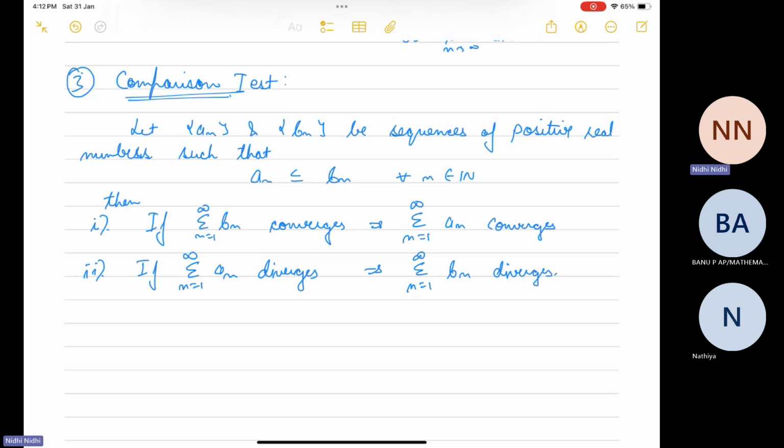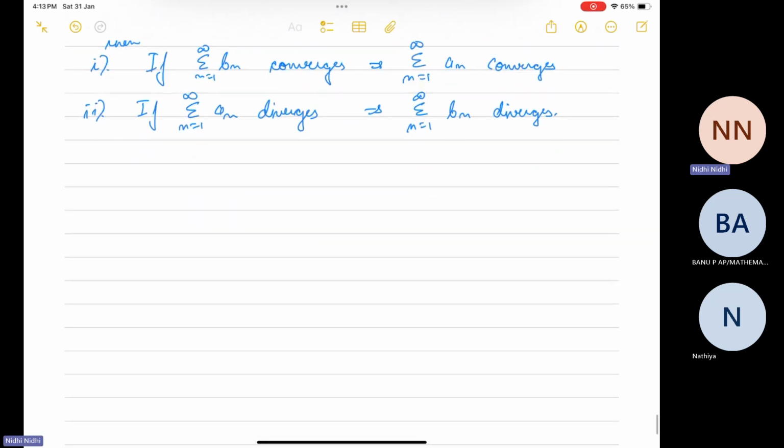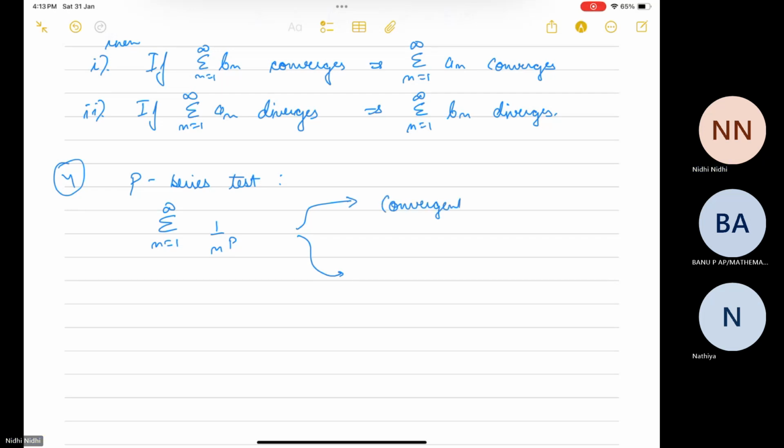Then we have the P series test, number 4, which basically says that summation n from 1 to infinity 1 by n to the power p is convergent for all p strictly greater than 1 and divergent for all p less than or equal to 1.